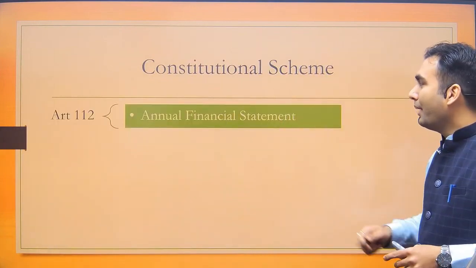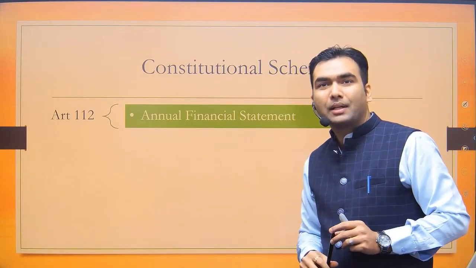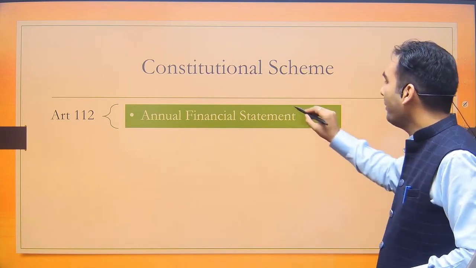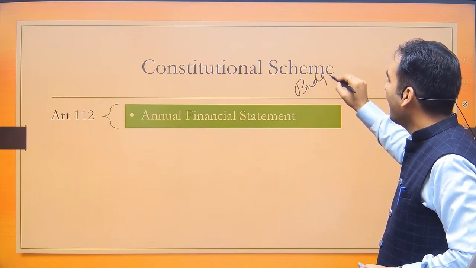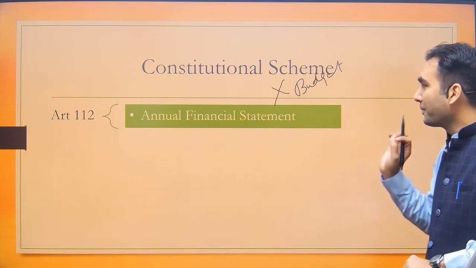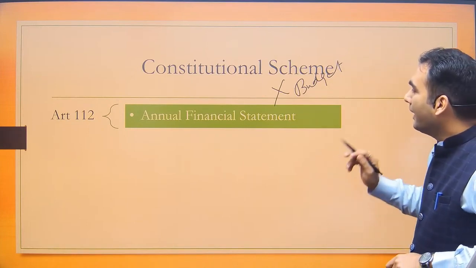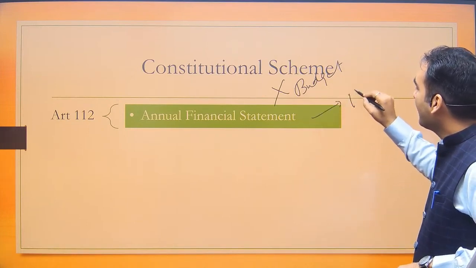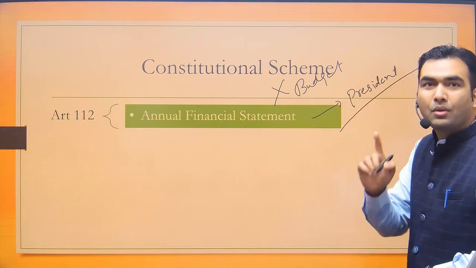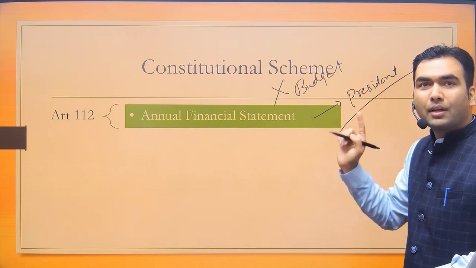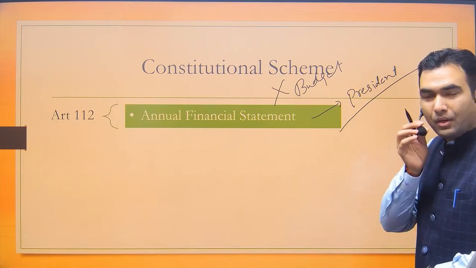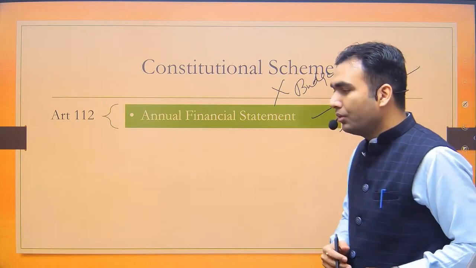In Article 112, we have the annual financial statement. In this annual financial statement, we do not have the name budget. You might have already studied that the word budget is not there in our Constitution. This annual financial statement is to be presented by the President of India, so the word finance minister is also not mentioned anywhere in our Constitution. These are certain things you need to be aware of.